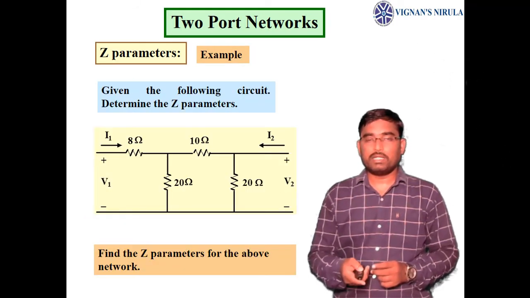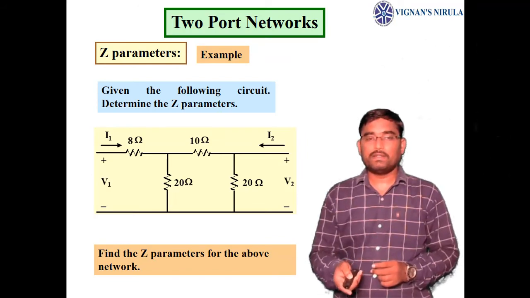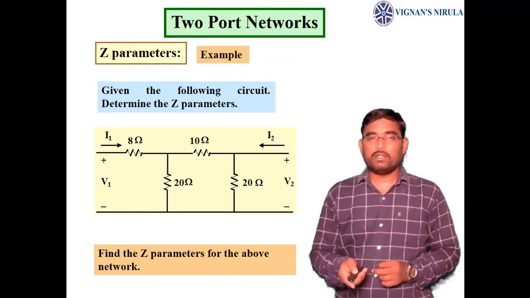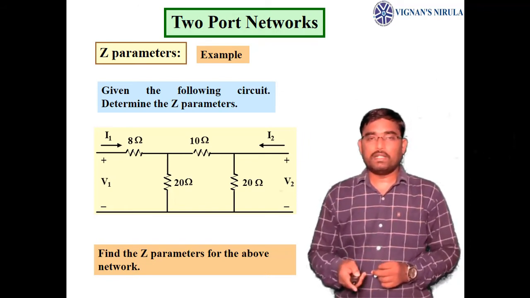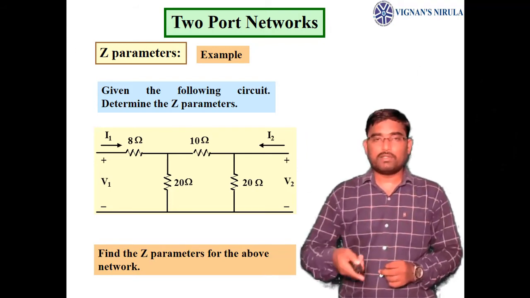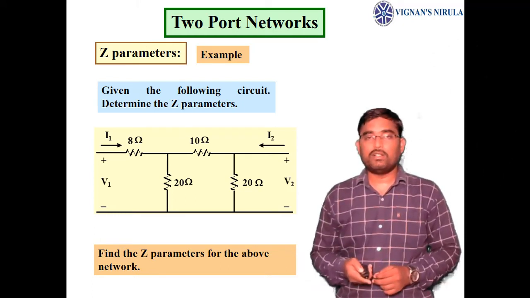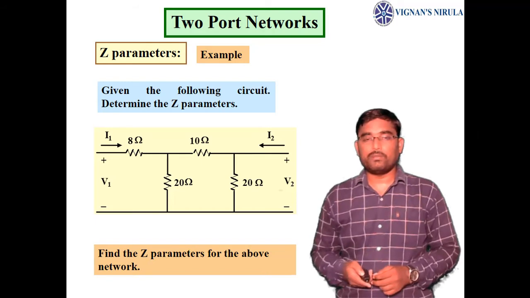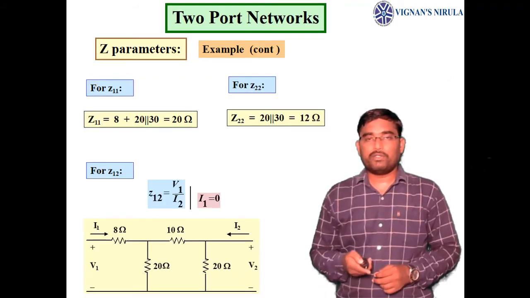20 in parallel with 30 means that 10 and 20 will be in series. The total will be in parallel with 20, and that total will be in series with 8. So this total becomes Z equivalent, simply R equivalent. Then you can write V1 equals I1 into R equivalent. From that, V1 by I1 equals this R equivalent, which is nothing but your Z11. So Z11 is the ratio of V1 by I1 when I2 is 0. In this way, Z11 can be obtained as 20 ohms.